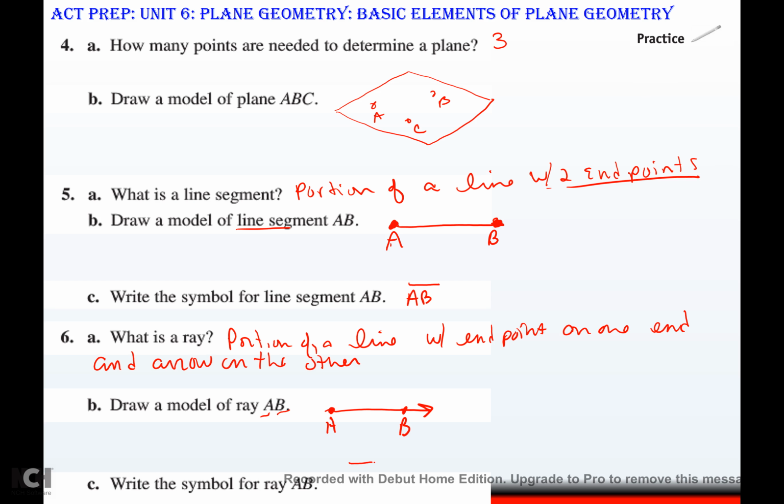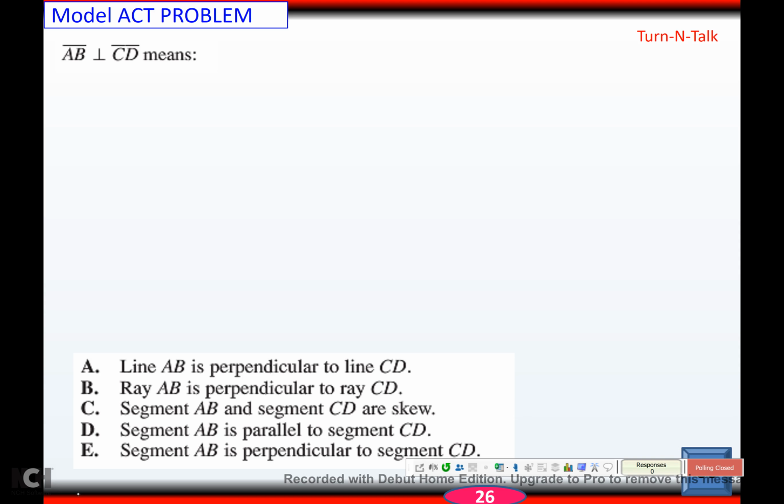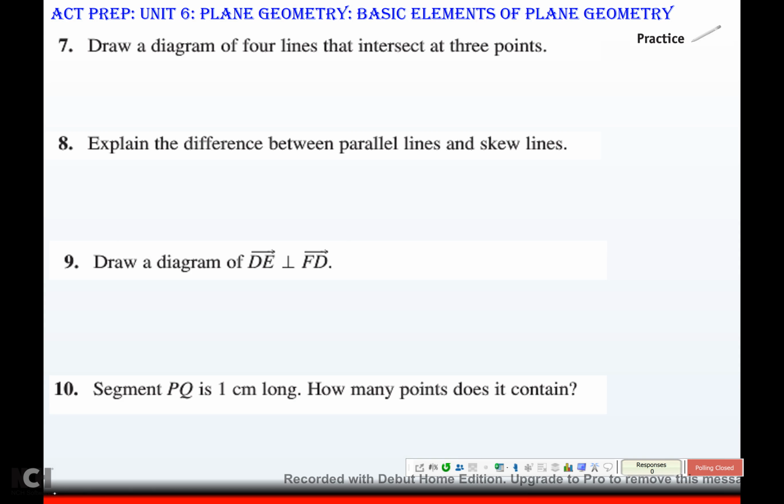The symbol for ray AB would be an arrow over AB. Okay? Number 7, it says, draw a diagram of 4 lines that intersect in 3 points. Well, if you make 2 lines this way and 1 line this way, okay, there's your 1, and this way, and there's your 2, and there's your 3 intersection points.